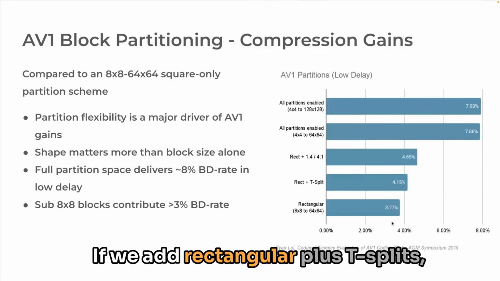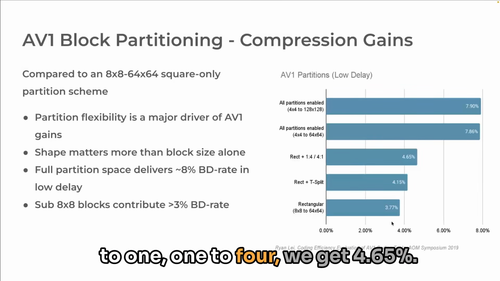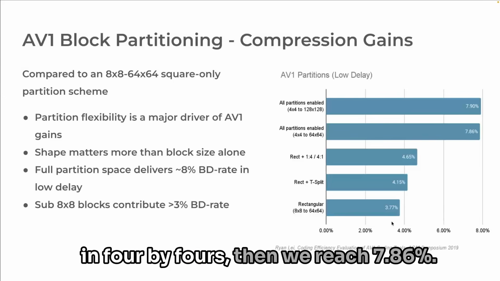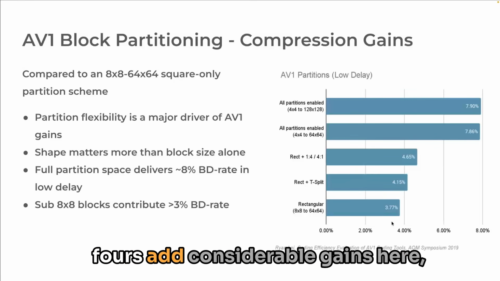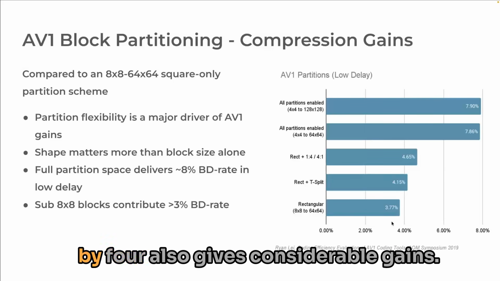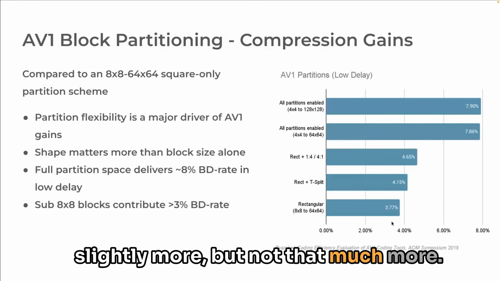If we add rectangulars plus T-splits, we get 4.15%. Rectangulars and 4 to 1, 1 to 4, we get 4.65%. If we have everything together and add in 4x4s, then we reach 7.86%. What's important there is the 4x4s add considerable gains here. Having more flexibility when you break down the structure is better, but 4x4 also gives considerable gains. If you add in 128 by 128, you get slightly more, but not that much more.